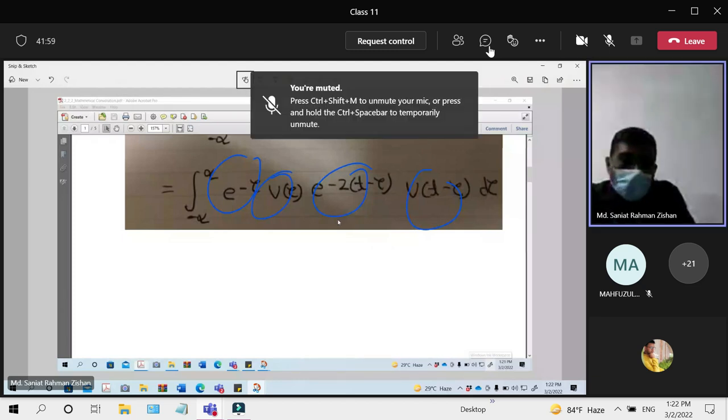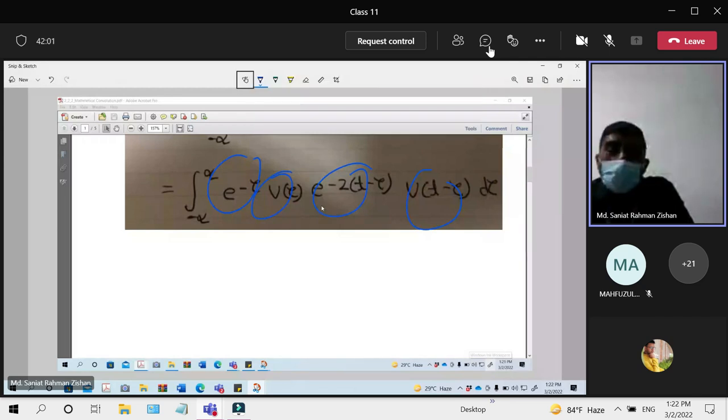Or what do you think? Among these four signals, which one is the most simple signal? U tau. Okay, we all agreed. This is the most simple one, that is u tau.